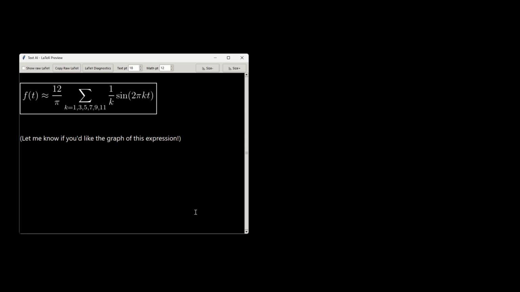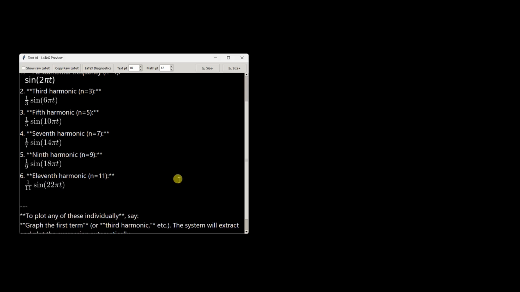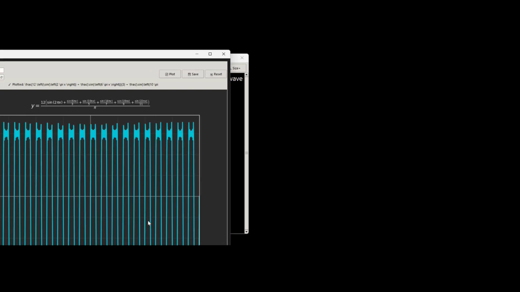Show the sine waves on their own. Here are the individual sine terms of the Fourier series. Add them up and show the final equation. The sum of the first 6 sine terms for the Fourier series of the square wave is boxed f(t) equals 12 over pi, sine 2 pi t plus 1 over 3 sine 6 pi t plus 1. Graph that. Plotting the function.